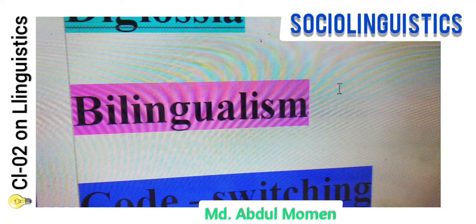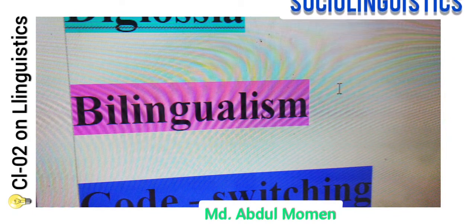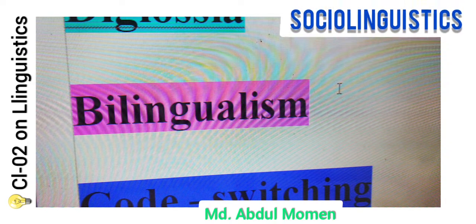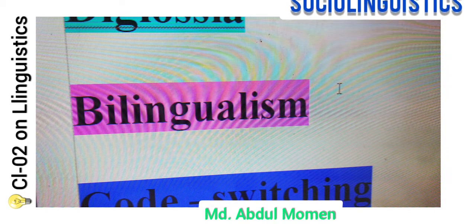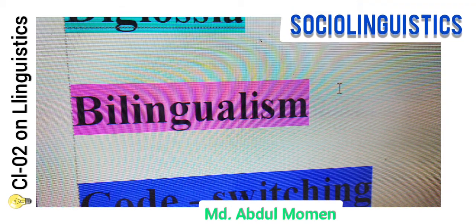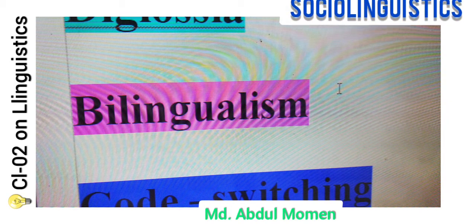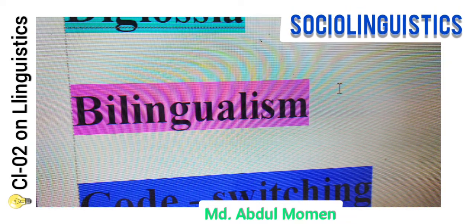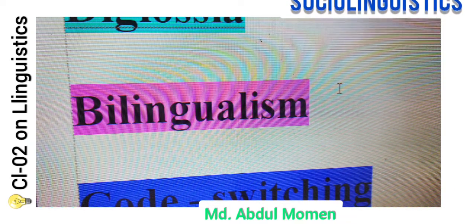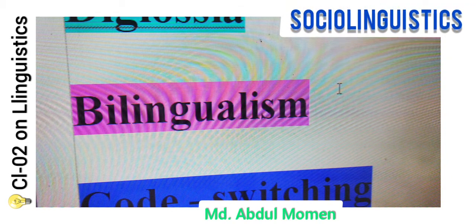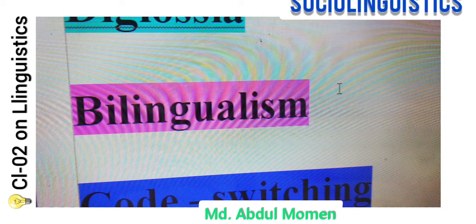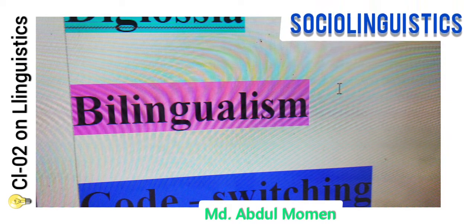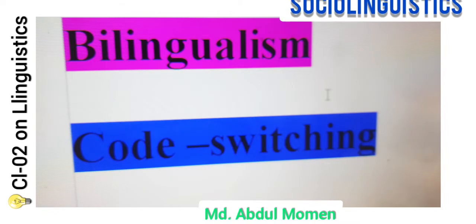The term bilingualism simply refers to using or being able to use two languages, especially with equal or nearly equal competency and fluency. The practice of alternately using two languages is called bilingualism, and persons involved are bilingual. Similarly, Mackey defines bilingualism as the alternate use of two or more languages by the same individual. So this is bilingualism. And we have code switching.